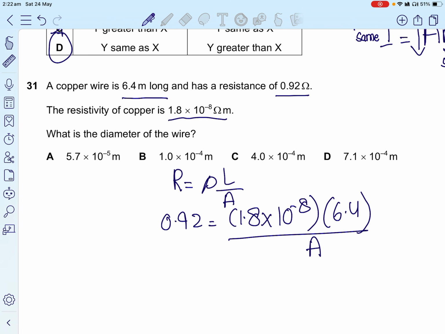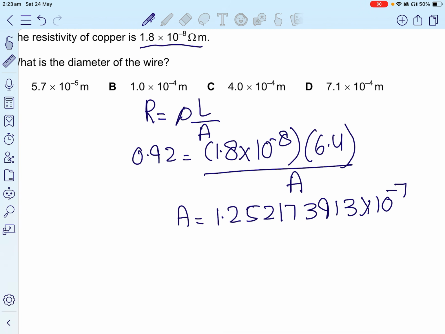Let's try to find the area now. If you do 1.8 into 10 raised to negative 8 into 6.4 divided by 0.92, the area we get is 1.252173913 into 10 raised to negative 7. This is the area. Now I'll divide this by pi. I'll just tell you the calculation, you perform it.